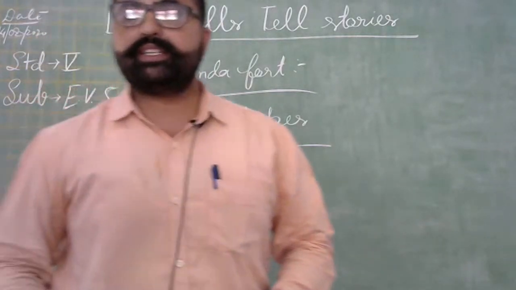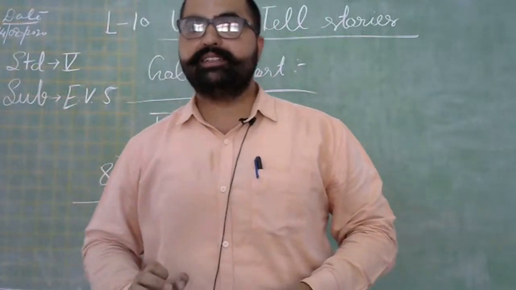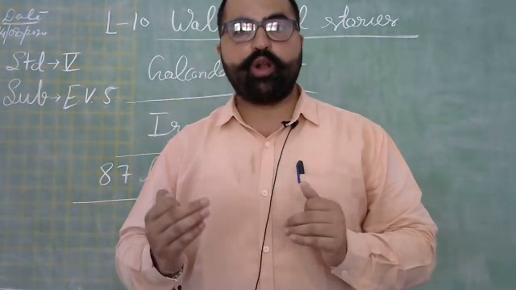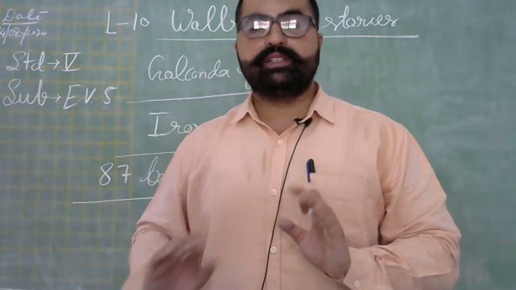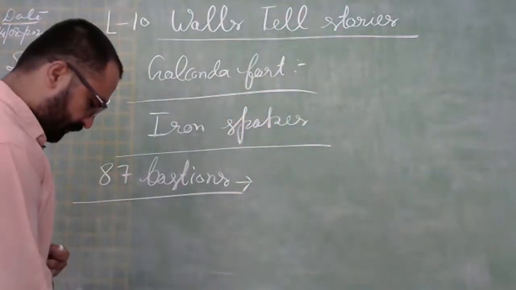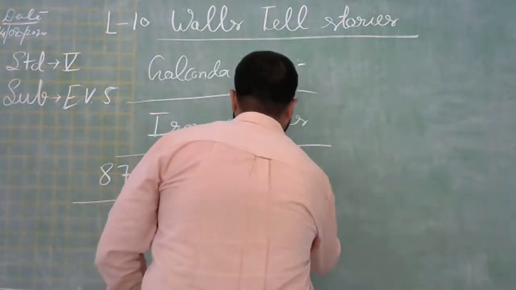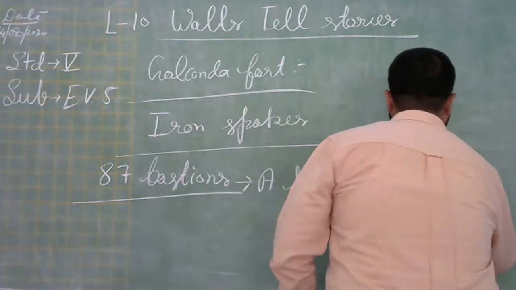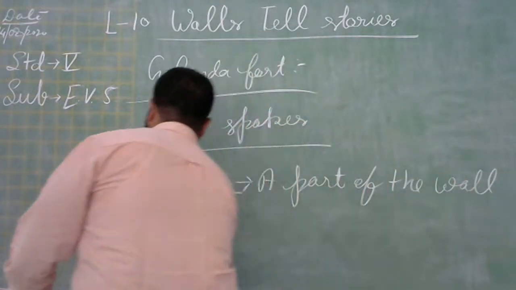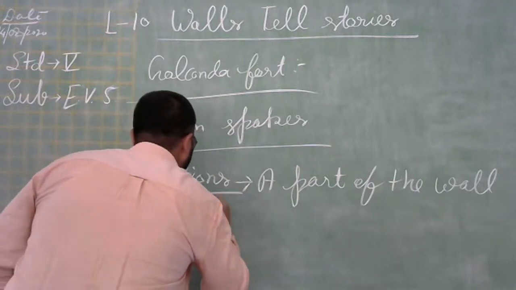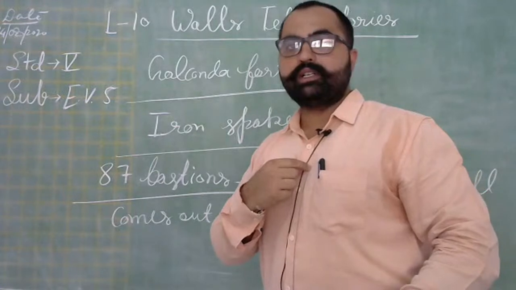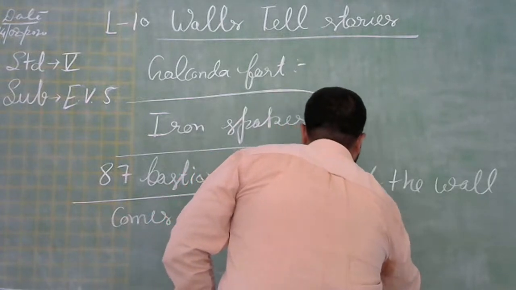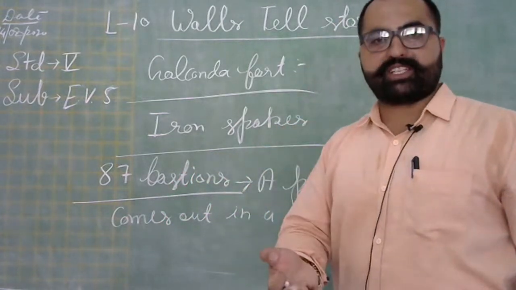And what do you understand by bastions? Listen carefully. A part of the wall comes out in a round shape. That is called bastions. Okay.